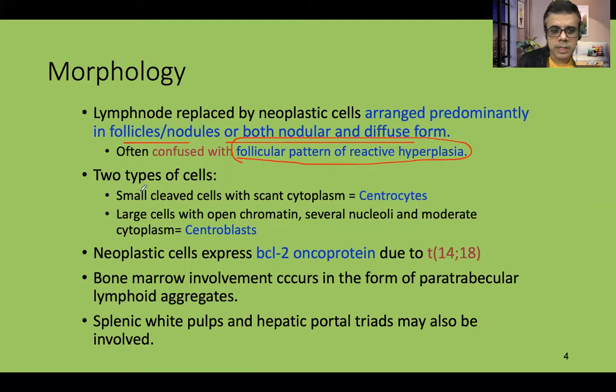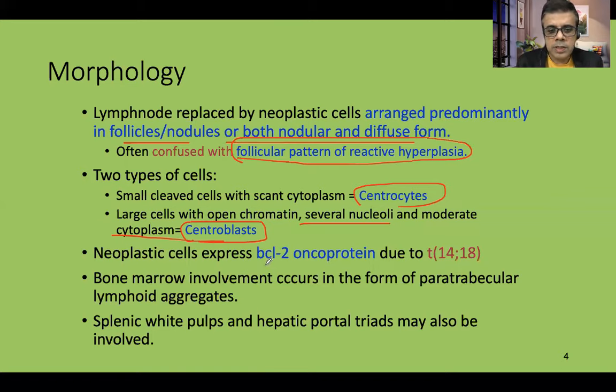Two types of cells are very predominant: small cleaved cells with scant cytoplasm that are referred to as centrocytes, and large cells with open chromatin, several nucleoli, and a moderate amount of cytoplasm. These large cells are known as centroblasts. Depending upon the relative proportion of centrocytes and centroblasts, there is a grading system that divides follicular lymphoma into grade 1, grade 2, grade 3. That basically speaks about the number of centroblasts per high power field.